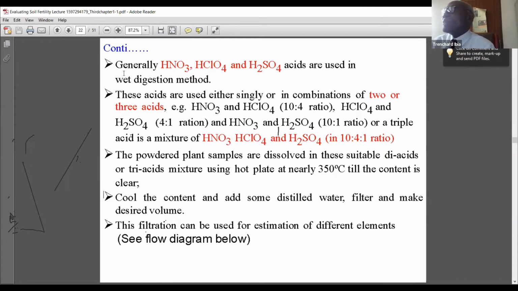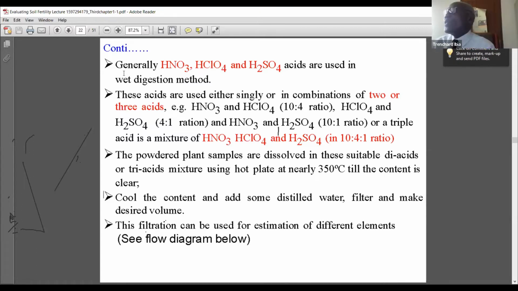The powdered plant samples are dissolved in these suitable diacids or triacid mixtures using hot plates at very high temperatures. We normally cool the content and add some distilled water. We filter and make desired volume. The filtrate can be used for estimation of different elements.